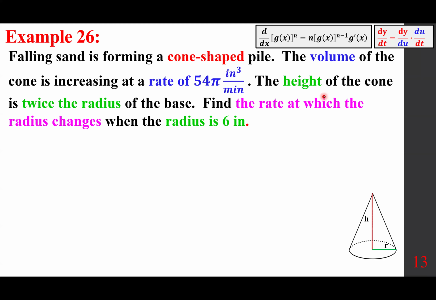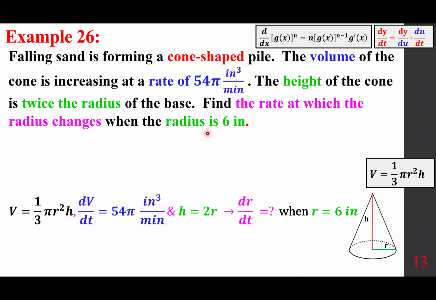Here's the cone shape, and we should know the volume is 1/3 pi r squared h. dV/dt, because this is the rate of the volume, dV/dt is 54 pi cubic inches per minute. Height h is 2r, as you can see. And we want to find dr/dt when r is 6.